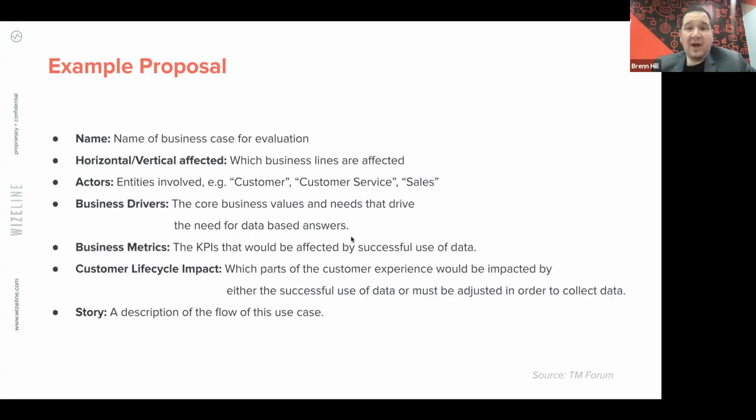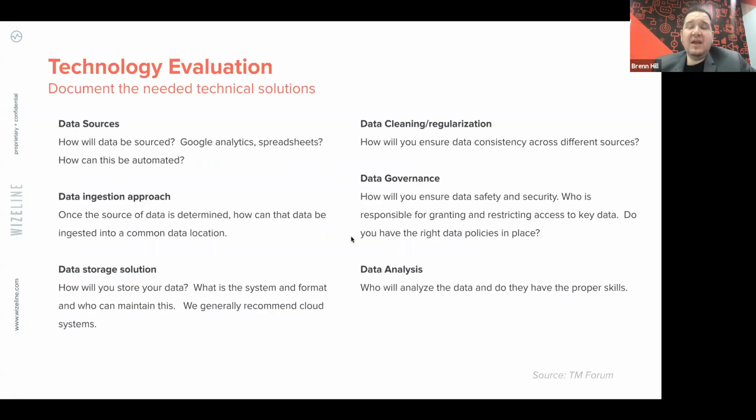And you just need to identify all that up front and make sure that there is enough sponsorship to achieve those goals. The next thing is to do a technology evaluation.